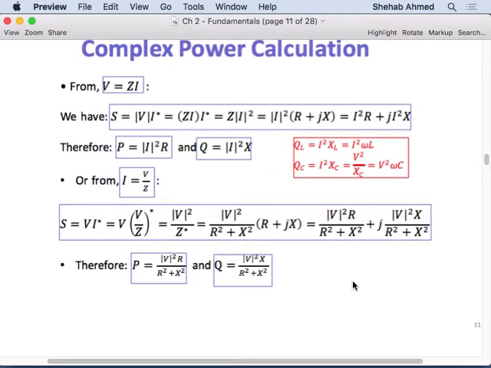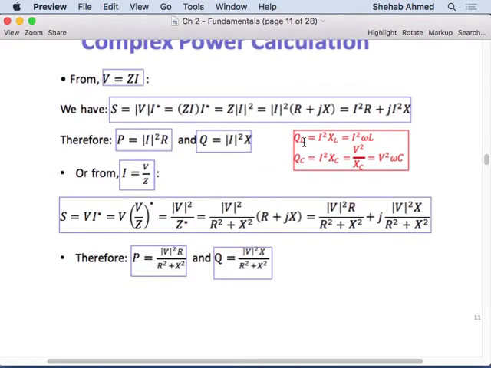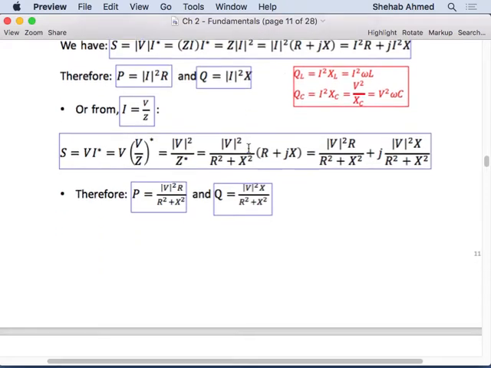So basically application of Ohm's law. Everybody's okay with this? Okay. And again, QL is always positive and QC will be negative, right? So Q is equal to QL minus QC, which is I squared XL minus XC as a magnitude.